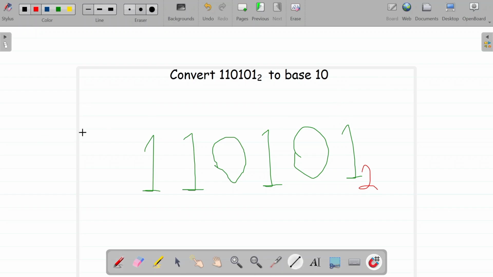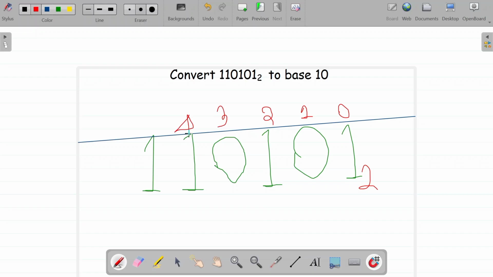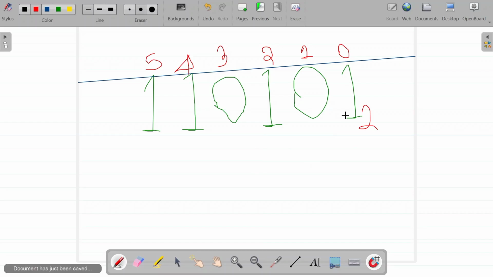Let me actually just draw a line above it somewhere. So this is going to be 0. Remember, we're counting from the back, and we're not starting from 1, we're starting from 0. So 0, 1, 2, 3, 4, and 5. So these are the indexes we're going to work with.